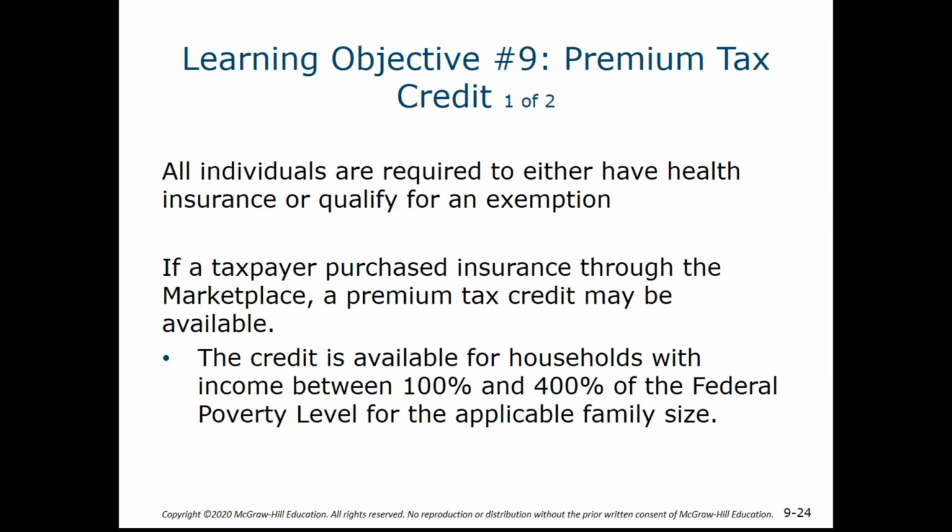Another tax credit is the premium tax credit. All individuals are required to either have health insurance or qualify for an exemption. So this is for folks who are low income, near the poverty level, or 1 to 4 times the federal poverty level. They can receive a tax credit for paying these insurance premiums. In the next video, I'll run through some calculations that will help to fortify our understanding of some of these concepts.